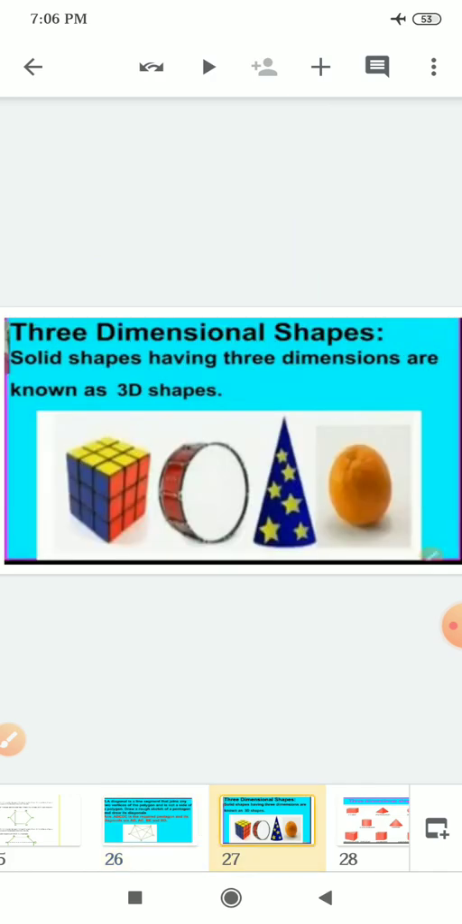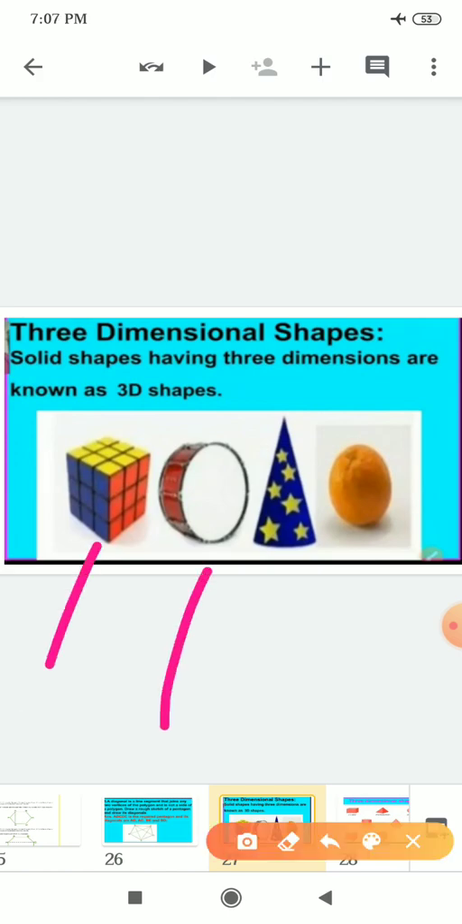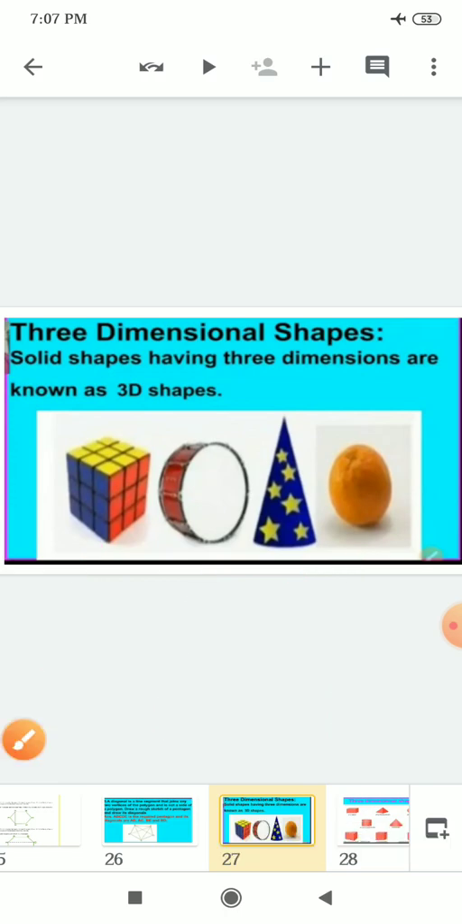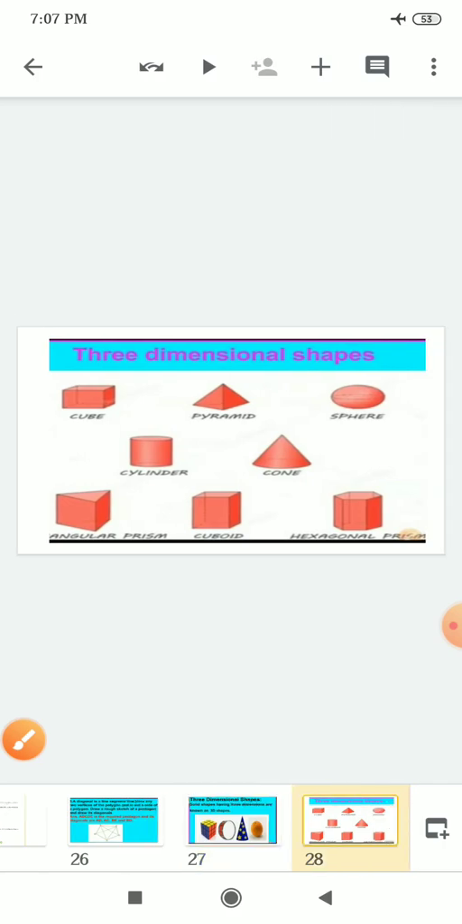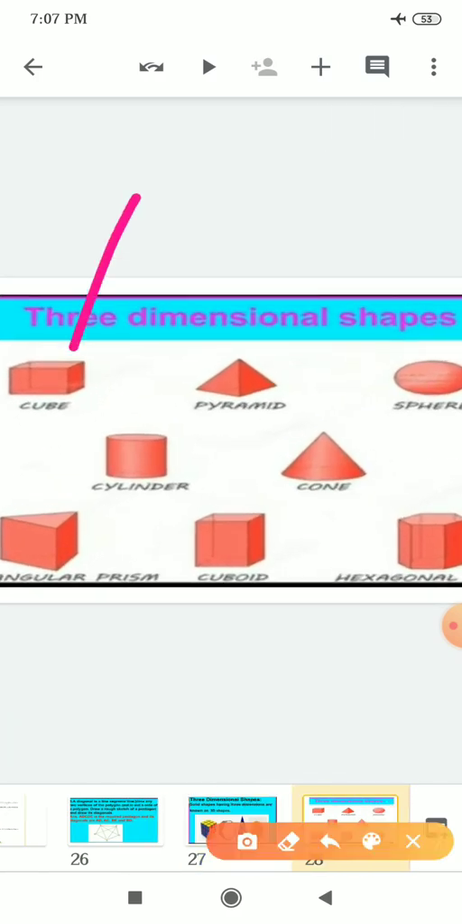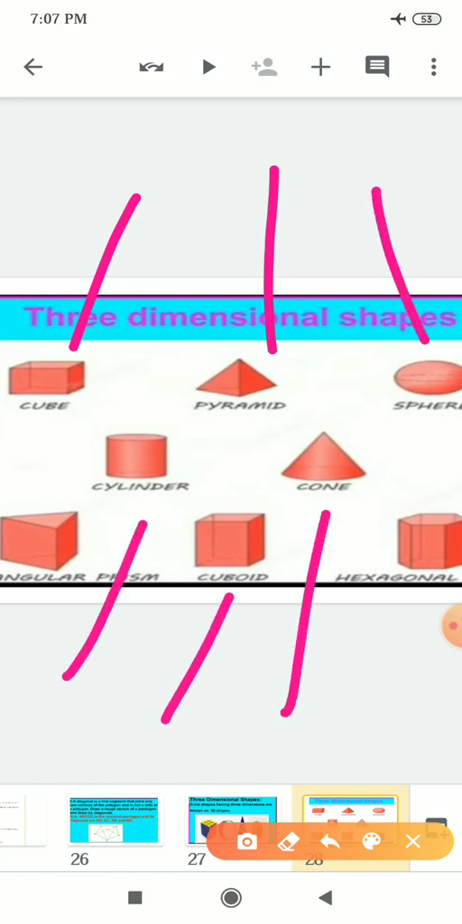Now we have three-dimensional shapes. What are three-dimensional shapes? Solid shapes. Solid shapes having 3 dimensions are known as 3D shapes. Like we have this puzzle game, drum, cone, orange. These are 3 dimensional shapes. We can have shapes like cube, pyramid, cylinder, cuboid, cone, sphere, hexagonal prism. These are 3 dimensional shapes.